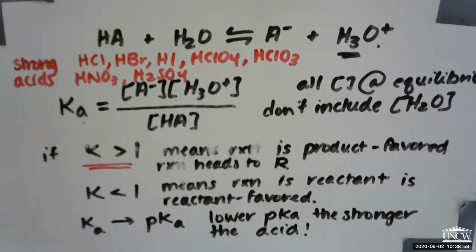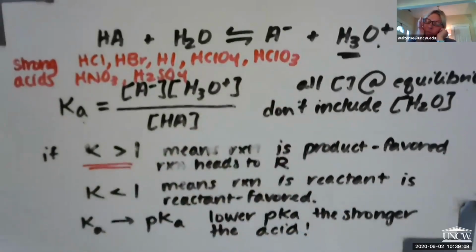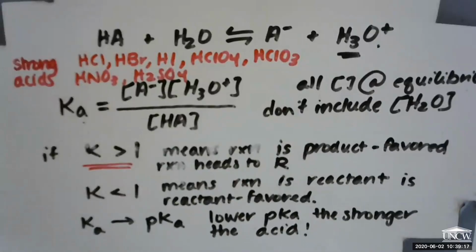For K less than 1, the reaction heads to the left in that instance, right? Yeah, it's left-hand side favored, which just means that the concentration of the reactants will be greater than the concentration of the products. Does that make sense? Yep. Okay.